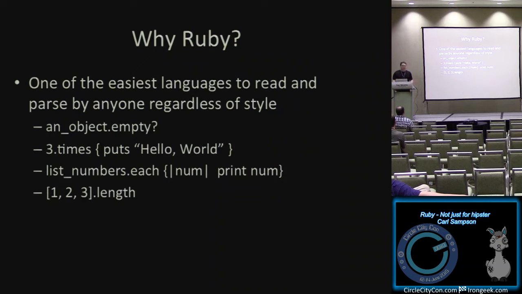Another interesting thing about Ruby is that everything is an object, as opposed to some other languages, like Java and C#, that have primitives that are wrapped in other objects in order to make them objects. So you can do some really interesting things with that too.